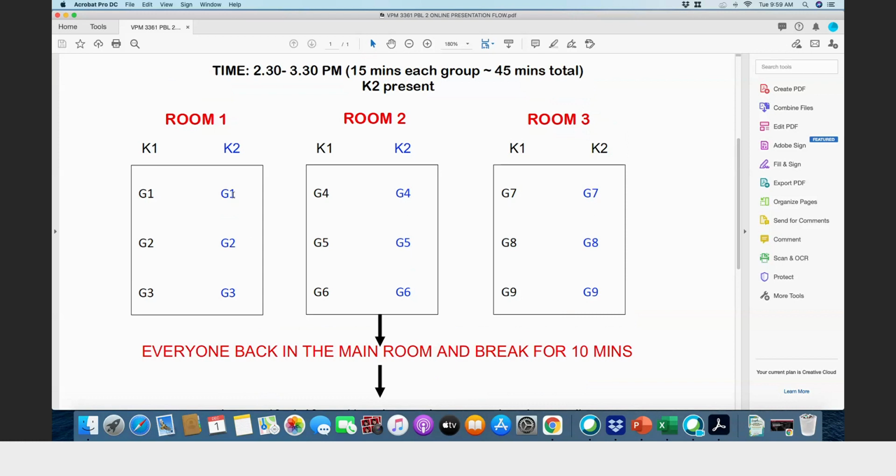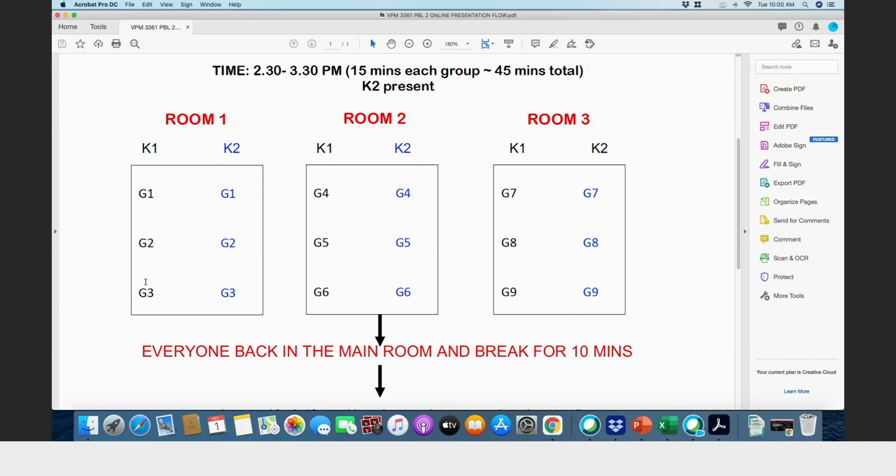When you enter these different rooms, I want you to assign one timekeeper, 15 minutes, because I don't have so many manpower to place in every room. It's just the 2 of us, me and Prof. Aro. So one of you needs to be the timekeeper in each room. Group 1 will present first, group 2 later, group 3 last. You will present concurrently in different rooms.